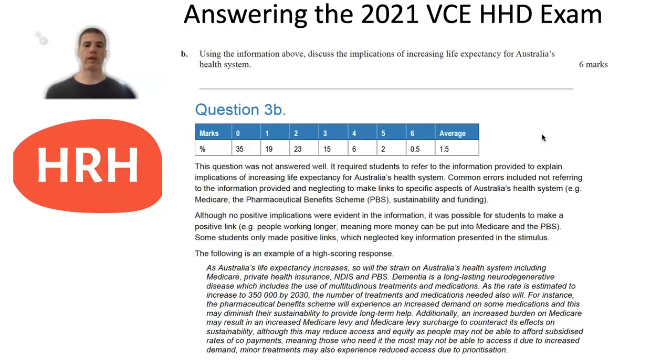So have a read of that high scoring response and think about if you were given that question, could you go through and make, I would say, 3 clear links for 2 marks each on how an increase in life expectancy could impact different aspects of the healthcare system? It's quite a challenging question, as you can see from the number of students that were able to achieve full marks in 2021.